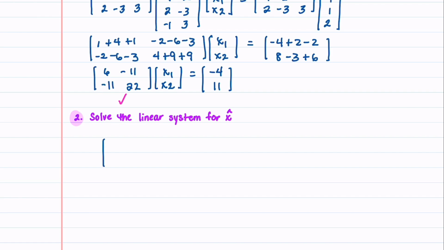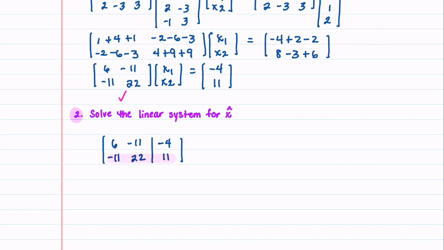I'm going to write down our linear system. We have 6, minus 11, minus 11, 22, and then we're going to augment that on the right with minus 4 and 11. Notice that our second row has all multiples of 11, so I'm actually going to divide that row by minus 11, and then I'm going to switch rows 1 and 2. Our first row is then 1, minus 2, and minus 1. And our second row is what our first row was, 6, minus 11, minus 4.